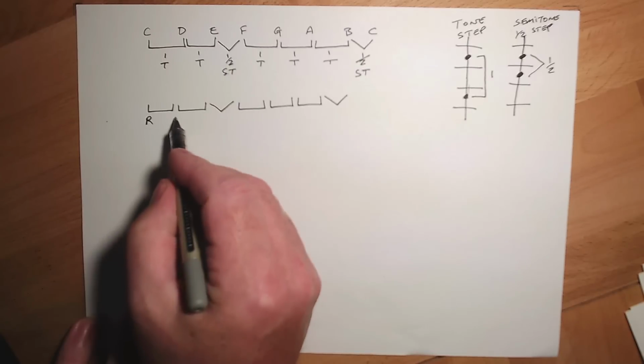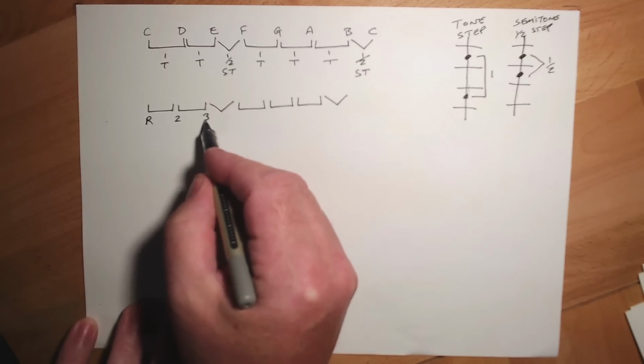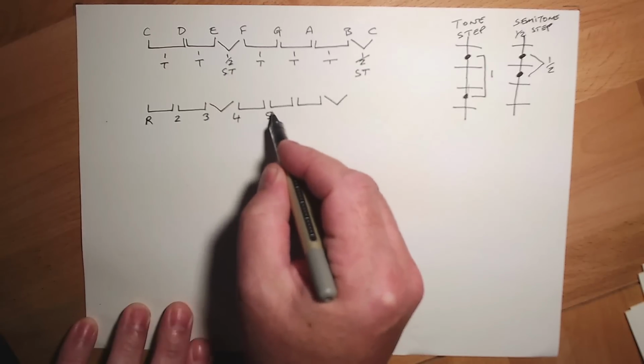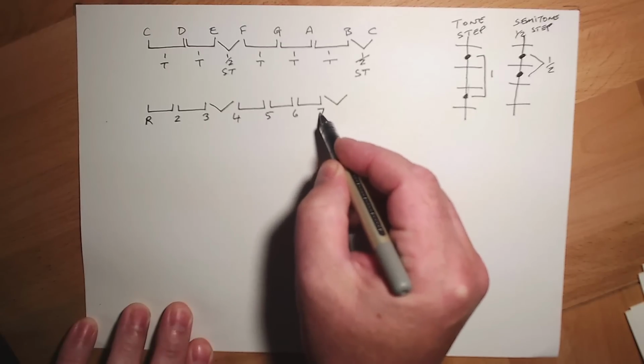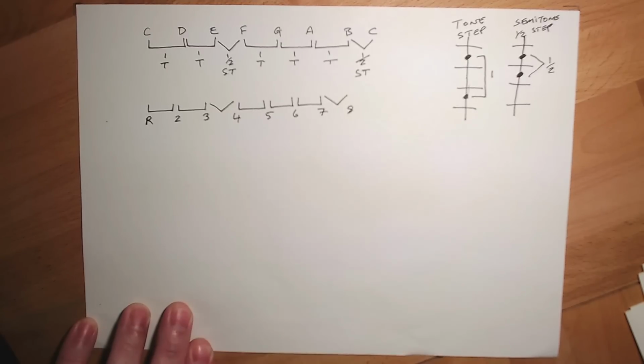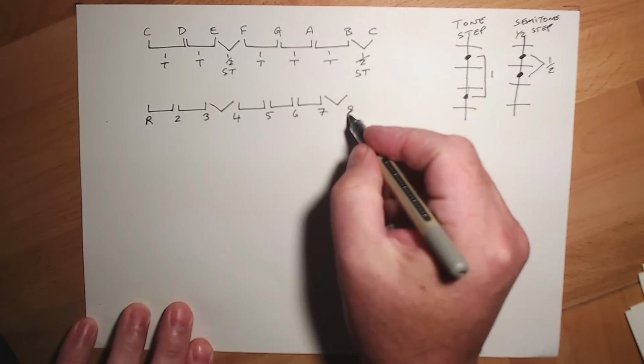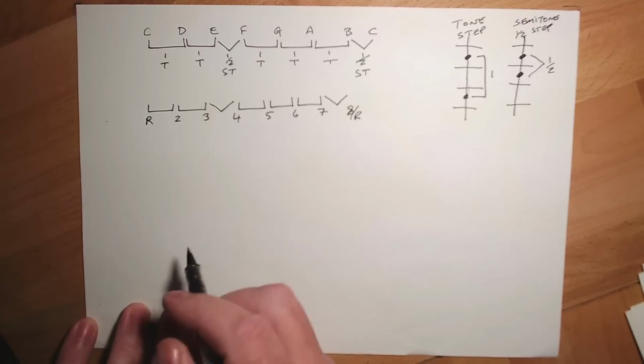Whatever we get under here is the second note. This is the third note, fourth, 5th, 6th, 7th, and then 8 means we get all the way back to the root note. The 8th octave is the same as a root note.